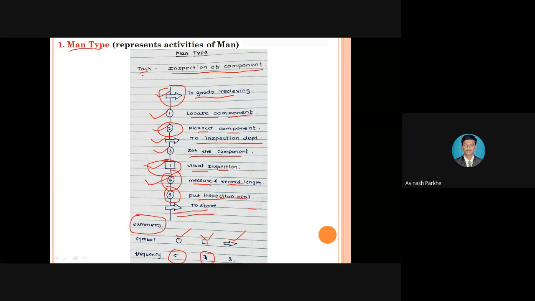How many times is the man moved from one place to another place? That is 3 times he has to move from one place to another place. That means through this man type of flow process chart, we can easily get how many times operation will be performed on that particular job, how many times inspection will take place, and how many times that particular man has to move from one location to another location.